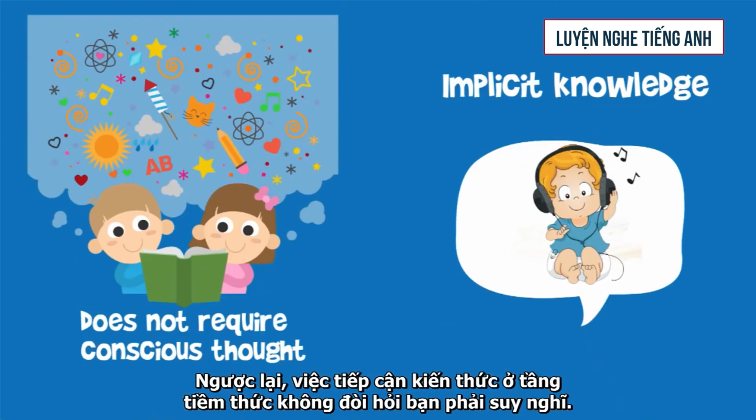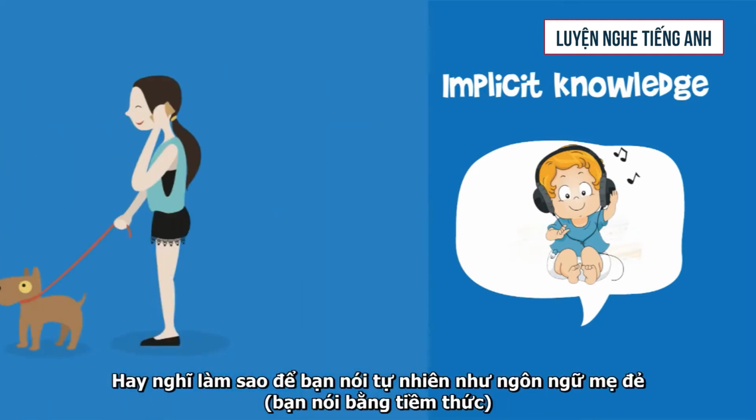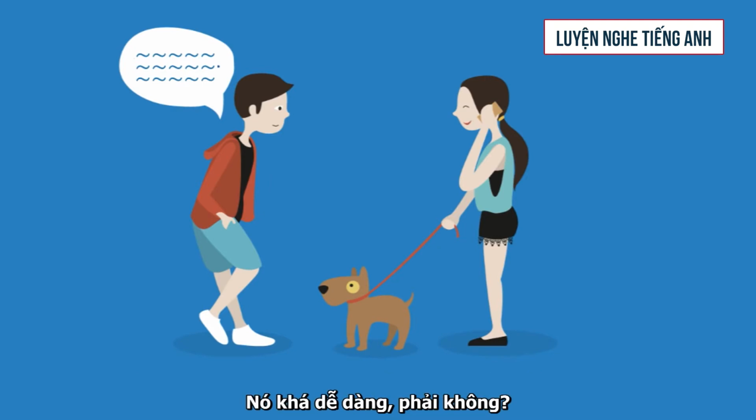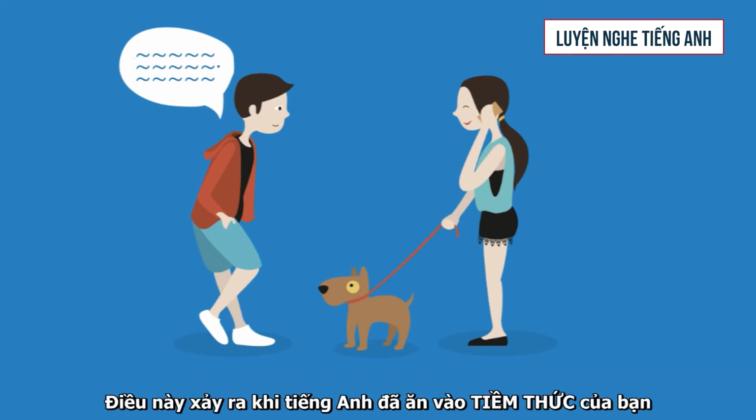In contrast, accessing implicit knowledge does not require conscious thought. You don't have to think about the knowledge in order to use it. Think about how you speak your first language. It's pretty effortless, isn't it? You can speak properly without having to think about any grammar rule. That is possible only because your knowledge of your native language is implicit.